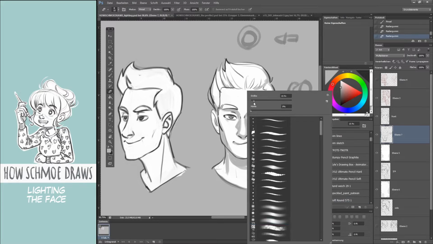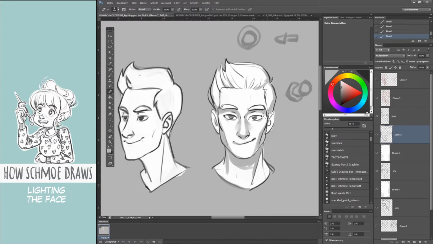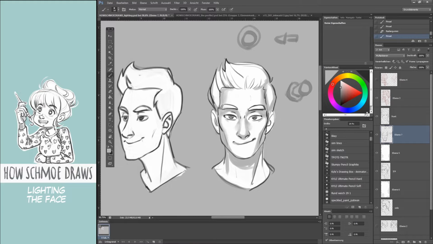So I start off by doing hard edges for my shadows, but while rendering, I always think about, is this a cast shadow or is it a shadow just from the plane which is sort of curving into the light area? So like with the nose, this is a plane which is first facing away, but it's gently curving into the light. So I can not use harsh shadows for this.